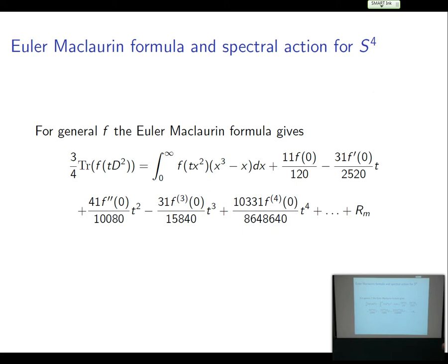Now, you can also use Euler-Maclaurin to compute the spectral action for S4. In this case, the formula that you get, okay, the spectral action is normally written in terms of D over lambda, but 1 over lambda is essentially t or root t or something. So we just compute it in this term, and then this is the part, and this is the constant part. This is the part that essentially gives you negative terms, and then these are all the higher order terms.